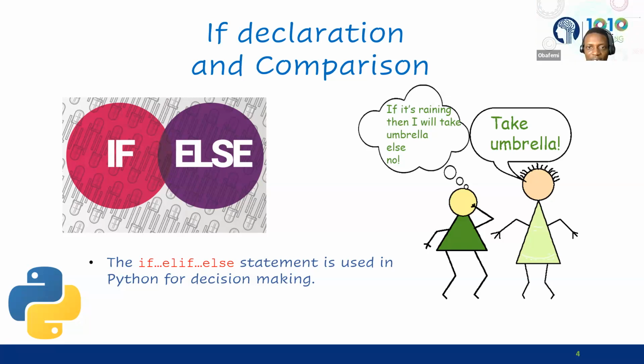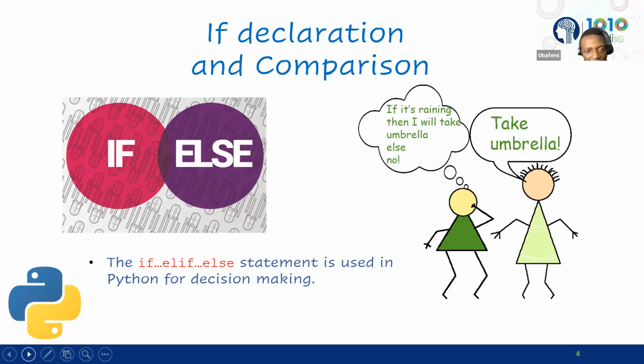Yeah, that's correct. So if it's for a condition, Michael, if I tell you that if you get 6 A's in your exam, I'm going to buy you a bicycle. So what will happen if you don't get 6 A's? You will not get the bicycle. Yeah, so that's a condition. That's what we use this for in programming.